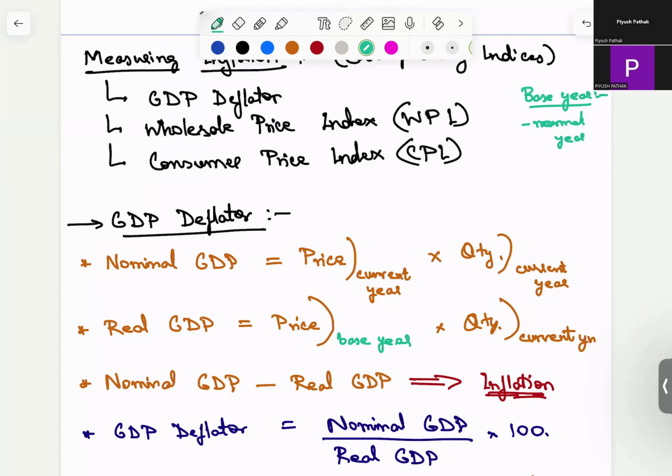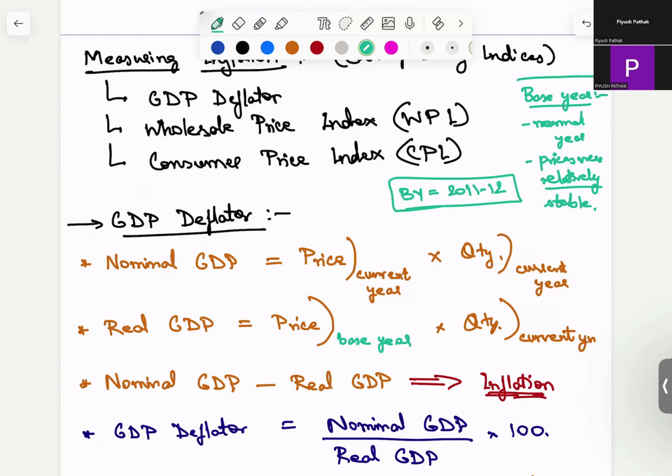And the prices were relatively stable. Okay, prices are never stable, but relatively they were stable as compared to other years. So this is how we choose the base year. For example, for GDP and all other purposes, our base year currently is 2011-12, and usually the government appoints some committee to decide when to change this year, and it is periodically revised.